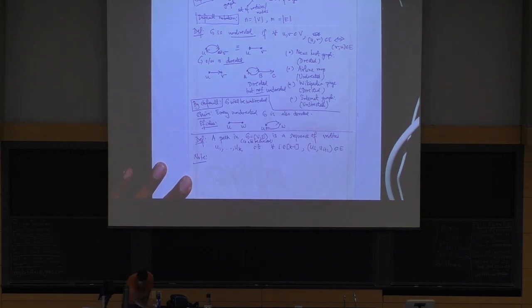And we are also going to denote this thing as a U1 UK path. So this is the first vertex.